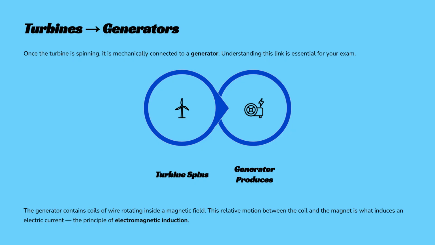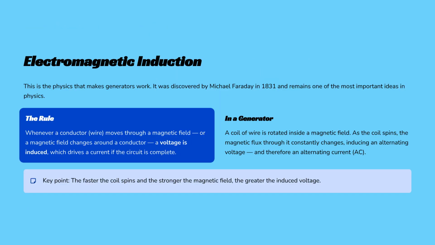A spinning turbine is mechanically connected to a generator. The generator uses electromagnetic induction, where coils rotate within a magnetic field to induce an electric current. Discovered by Michael Faraday, electromagnetic induction is crucial. A voltage is induced when a conductor moves through a magnetic field. Faster rotation and stronger magnetic fields increase this induced voltage.